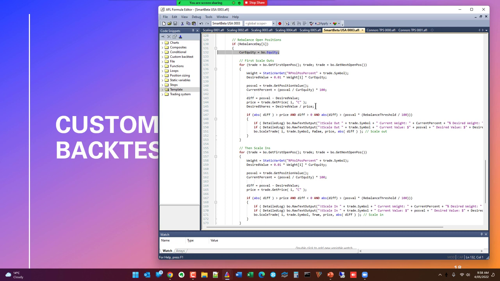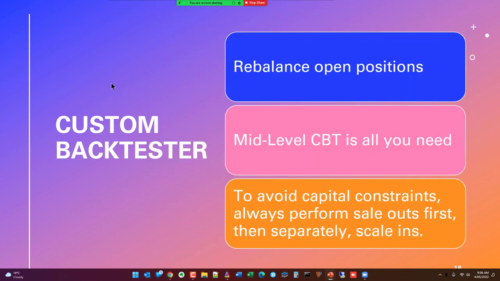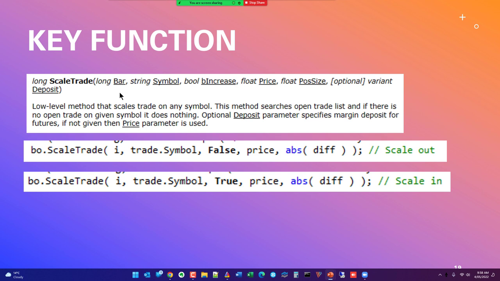And then the first thing we do is our scale outs. So let me just jump back to the slides first quickly. The key function that we use to do scaling in the custom backtester is the scale trade function. As you can see, it takes the input of the bar number, the symbol, and then this Boolean variable, which is either true or false, indicating whether we want to increase or decrease the position. You can see in these examples, when I'm scaling in, I set that to true, and when I'm scaling out, I set that to false.